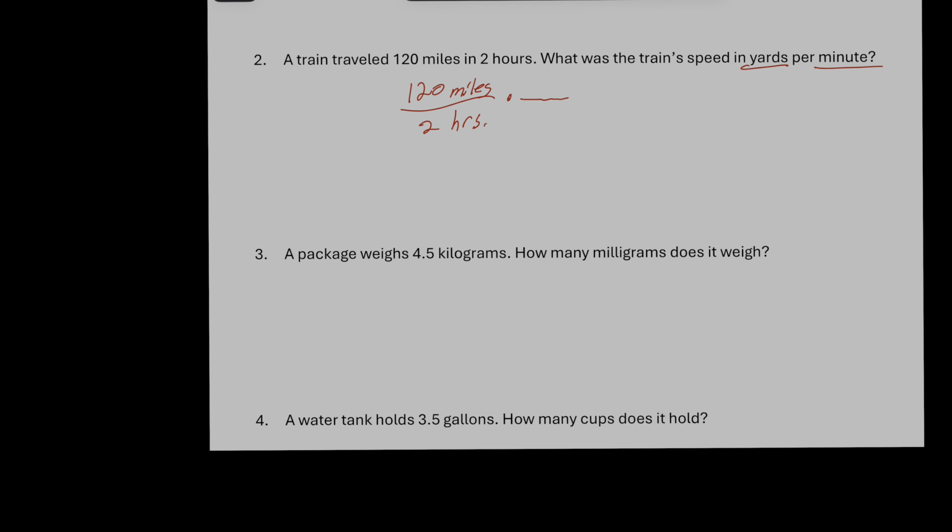So first, I'm going to deal with time because that's the easier one. I know I want hours over here. You should know why by now. I want to be able to cancel out the hours, so we want them one on top, one on bottom. And then I want this to become minutes. And what's my conversion? There are 60 minutes inside of 1 hour.